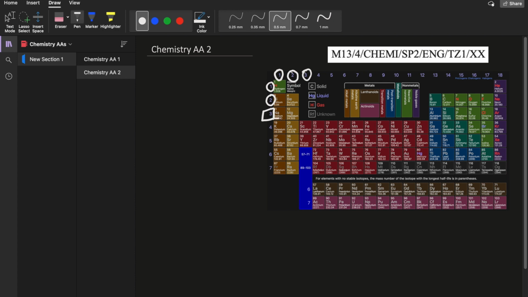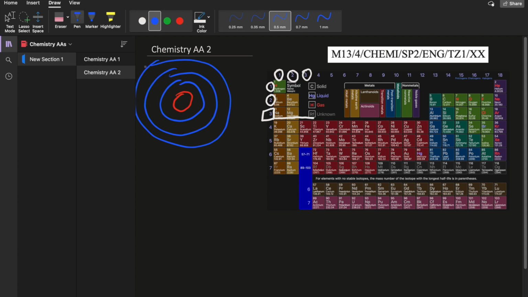Now, periods normally correlate to the amount of shells that an atom has. So, for example, if we were to draw an atom here, then an element in period 3 would have 3 energy levels, as here. Sorry for the bad drawing. So the question asks us to find the correlation, to explain the trend in atomic radius across period 3.